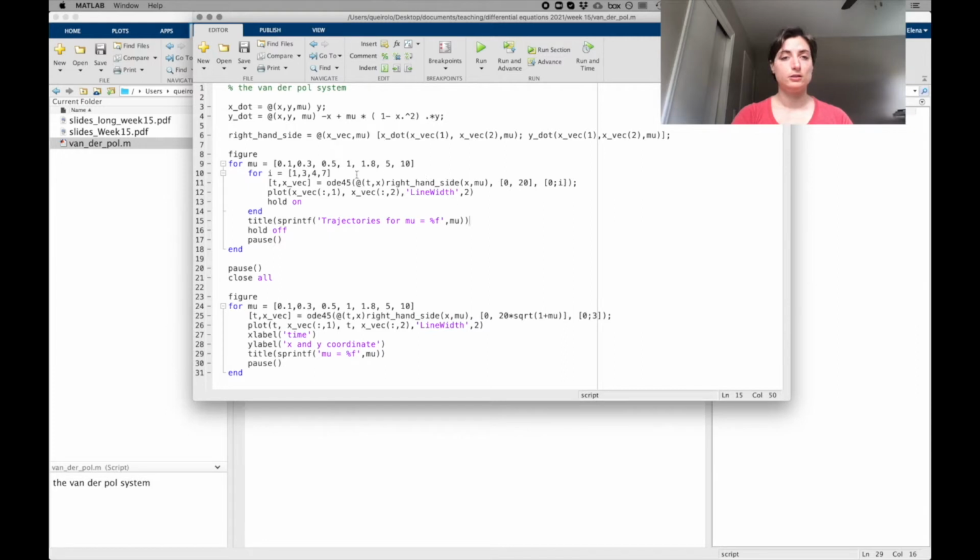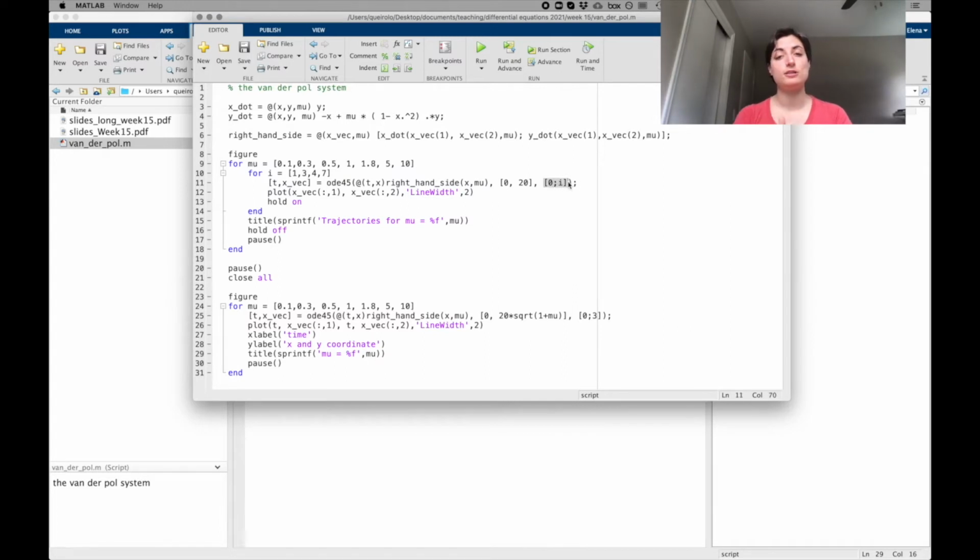And so ODE45 takes three pieces of information. The right-hand side of your ODE that must depend on time first, and the second dependency must be on your space information. So here you have t and x. Even if I don't use t, I can still define it as depending on t. The second information is the interval of time that you want to integrate over. And the third information is your starting condition, your initial condition.